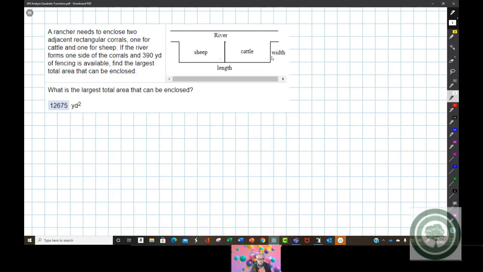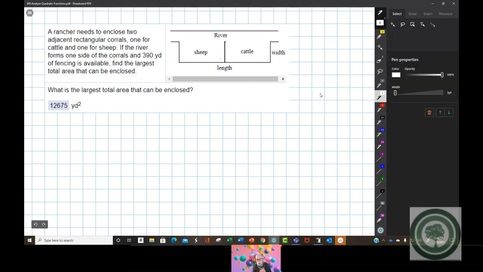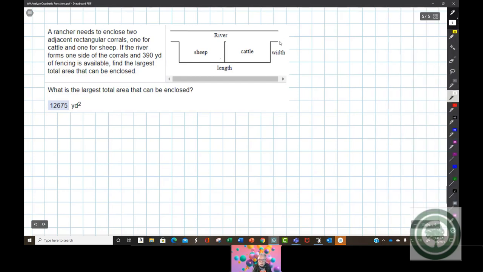So here we go. What this problem is saying is that there's only a certain amount of fencing. Okay, we can deal with that. There's only a certain amount of fencing. This isn't included in the fencing. And this is not included in the fencing. Okay, so your fencing consists of these sides and the length. And this is the farmer's plan with his 390 yards of fencing.